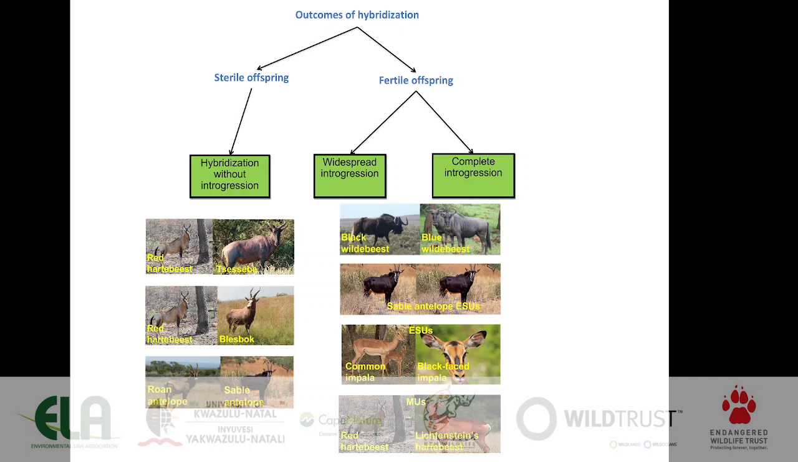And then for the black wildebeest, sable antelope ESUs, common impala and black-faced impala, and the red hartebeest and Liechtenstein's hartebeest are all suspected to produce fertile hybrid offspring, which can lead to widespread integration, and if nothing is done, to complete integration, where there is no more pure parental species left, only hybrid individuals.